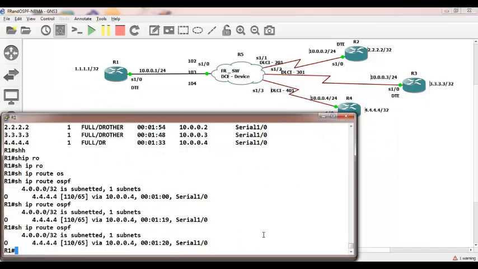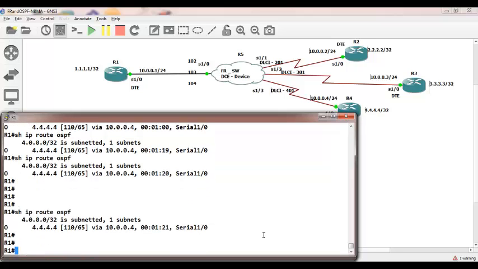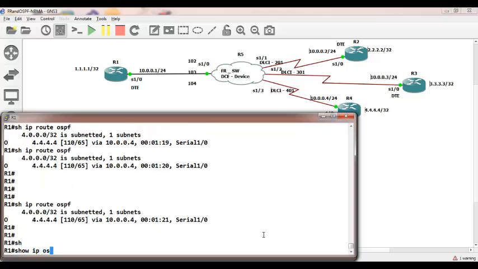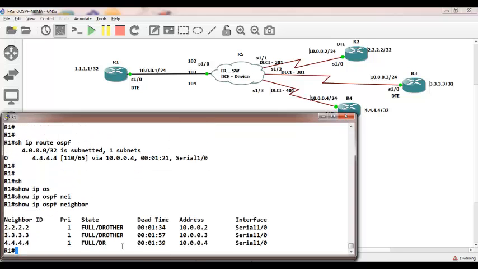Oh, you know why? I know why. It is because of DR and BDR. Not everyone is going to send updates to everyone. So there is one router here. Let's see who that is. Show IP OSPF neighbor. This will show the DR is R4. That's the reason. R1 and R4 have got a full relationship, not with R2 and R3. That's why you don't have the routes of R2 and R3.